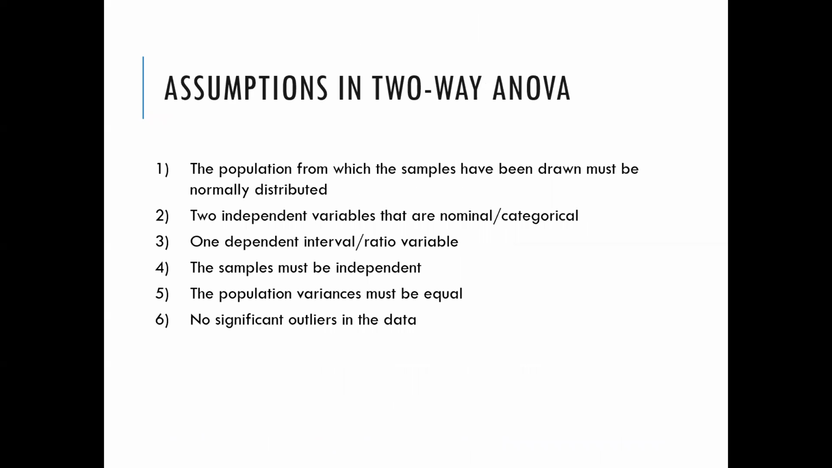So we have several assumptions when we conduct a two-way ANOVA. The population from which the samples have been drawn must be normally distributed. We assume that we have two independent variables that are categorical, and one dependent variable or outcome variable that is an interval or ratio variable. The samples must be independent. The population variances must be equal, and there shouldn't be significant outliers in the data. And these are things that we check for in our data before we run our analyses.